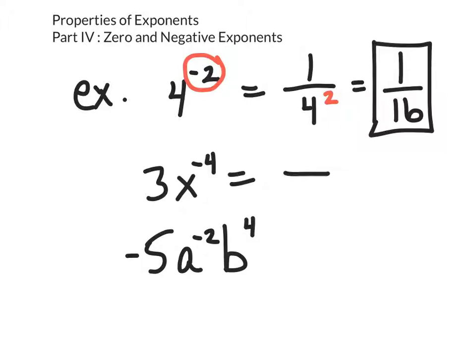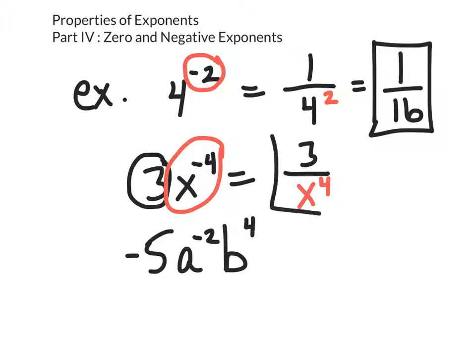When I take a look at my 3 here, there is no exponent affecting that, and thus that 3 can stay in the numerator. But this here does have a negative. That x to the negative 4 is going to have to go down below, and thus I'm going to go ahead and move x down, and it's going to become positive 4. That's going to be my answer there: 3 all over x to the positive 4.